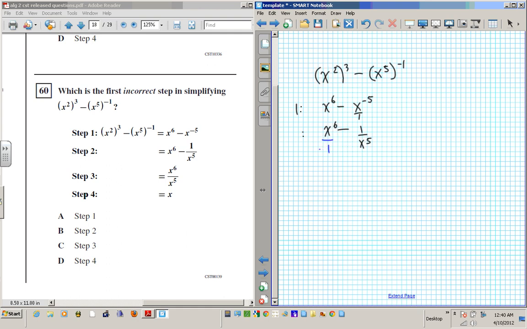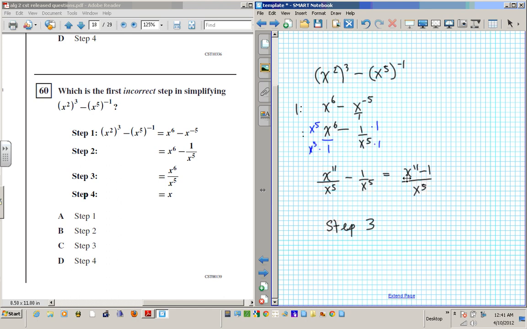So we multiply by x to the 5th, top and bottom here, because that's what the denominator LCD is. And then here we just multiply by 1. So we can have x to the 11 over x to the 5th minus 1 over x to the 5th, which basically gives us x to the 11 minus 1 over x to the 5th. What did he do here? Oh my goodness, he messed up. I think he just multiplied across. So step 3 is wrong because he failed to look for the LCD before even combining these two.